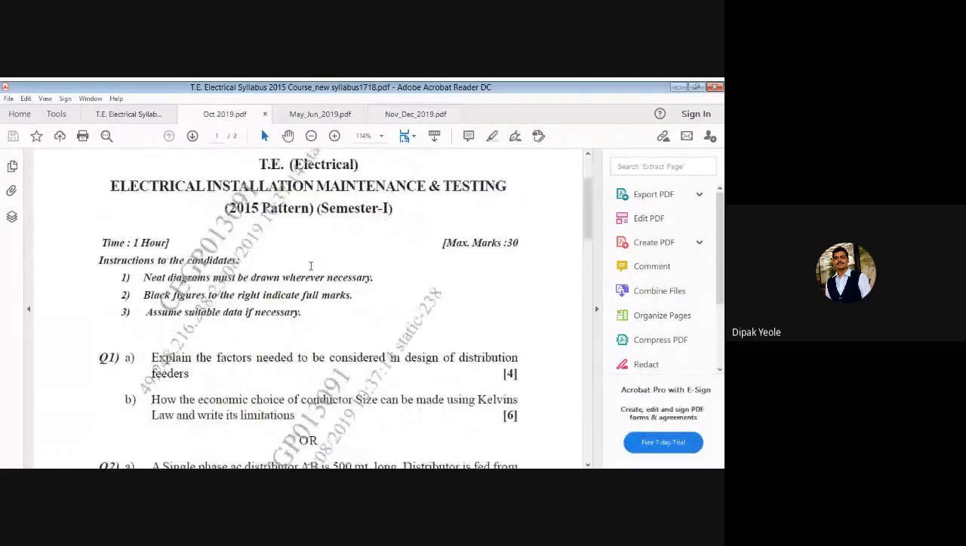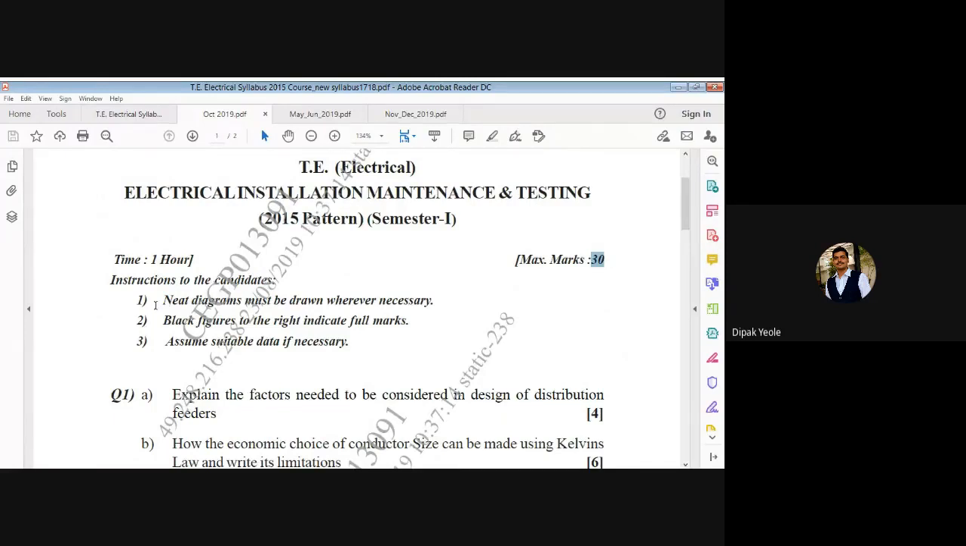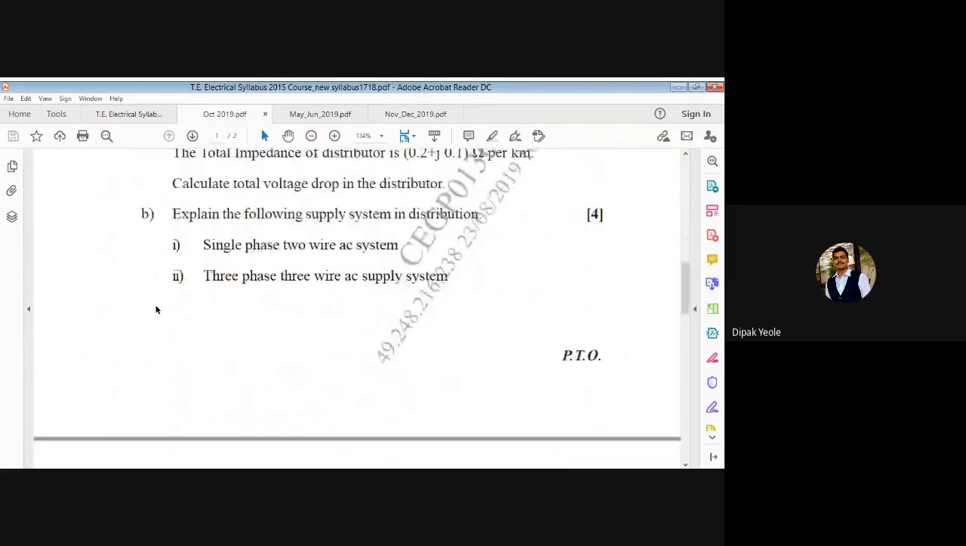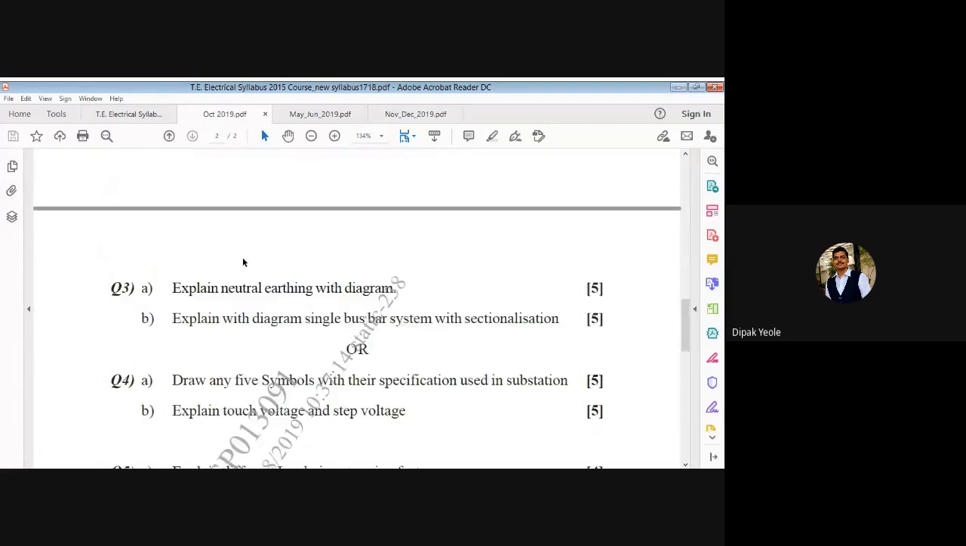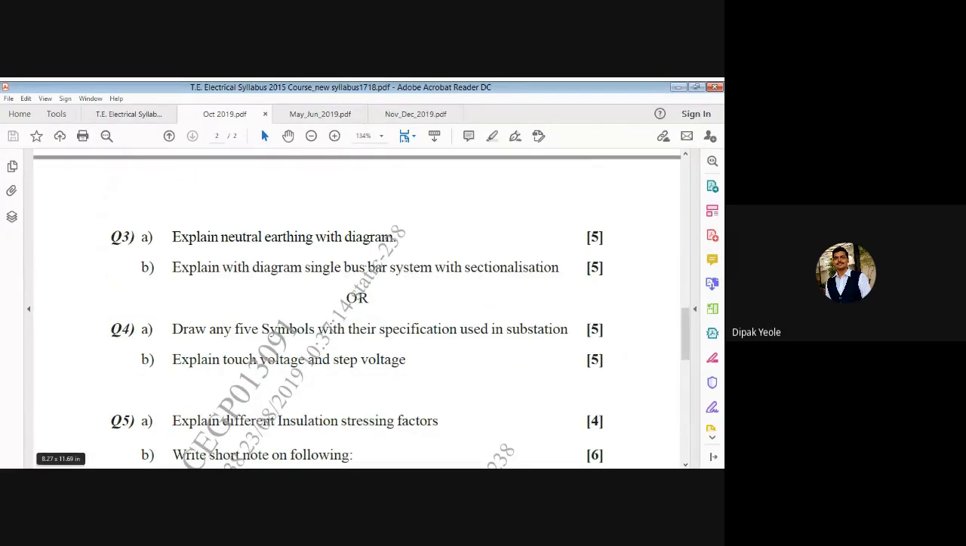You can see over here, this is a 30 marks paper, and for the 30 marks paper, 10 marks can be asked from unit number 2. This part we have discussed. Question number 3 and 4 are related to unit number 2, and they have asked to explain the neutral earthing with diagram. It carries 5 marks. Explain with diagram single bus bar system with sectionalization. You have to draw the circuit diagram, then write the explanation, and then the advantages and disadvantages.